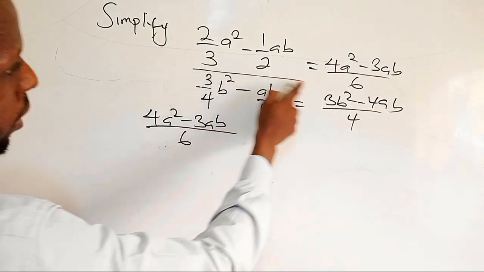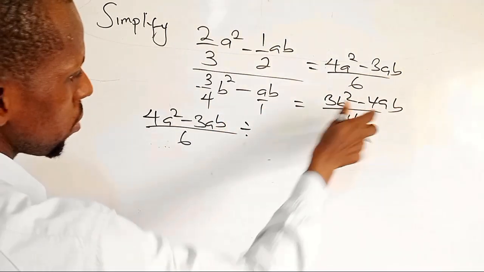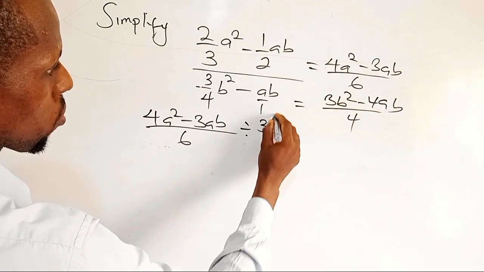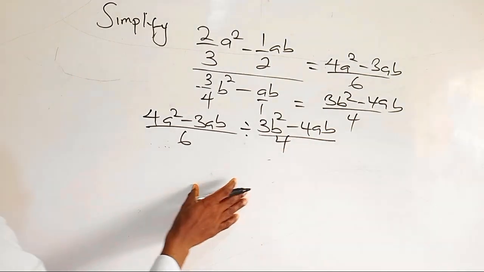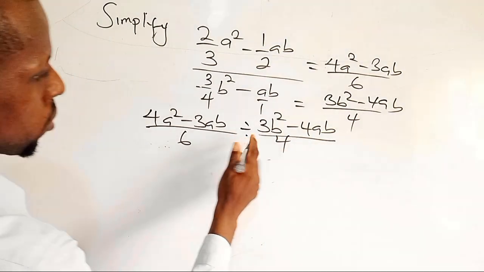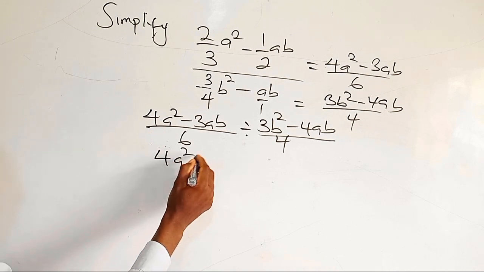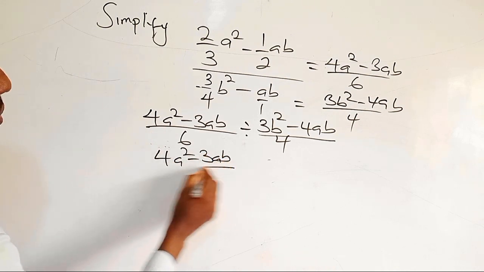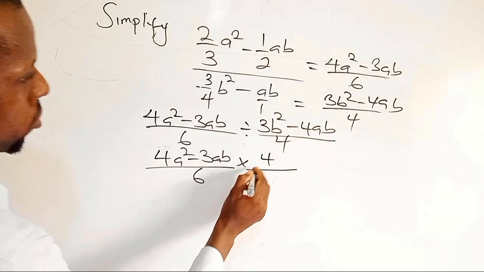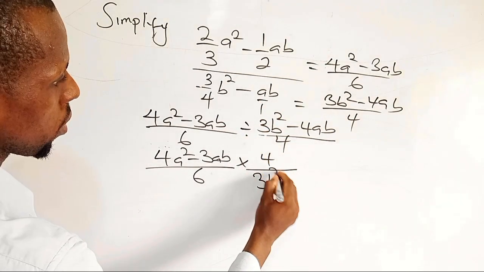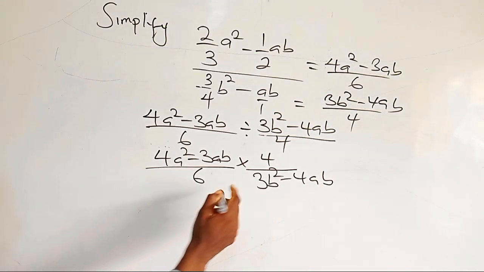So I have a division line here, so I have it as division. When I resolve this, I have 3b squared minus 4ab divided by 4. Since I have division, I have to reciprocate. So I have 4a squared minus 3ab over 6, times, my 4 is coming up, 4 over 3b squared minus 4ab. So here I can simplify.